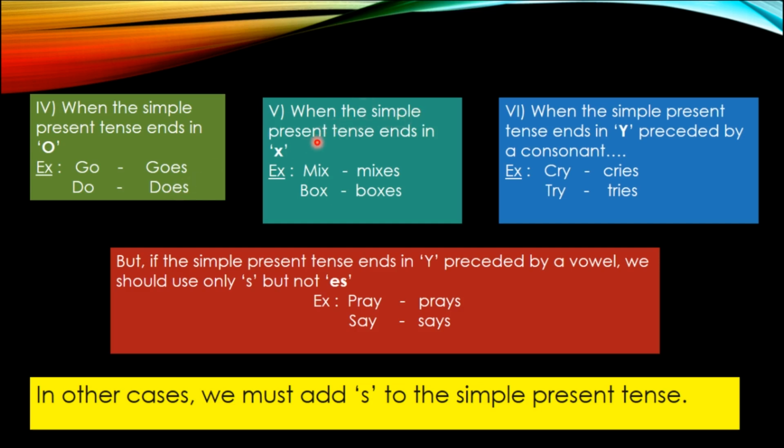When the verb ends in x, we must add es to the present verb. Mix, mixes. Box, boxes. Sixth one, when the simple present tense verb ends in Y preceded by a consonant letter, we remove Y and add IES to the simple present tense.